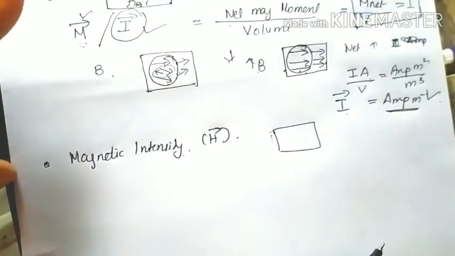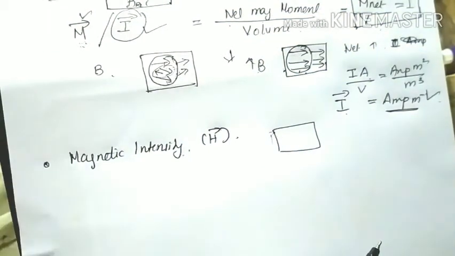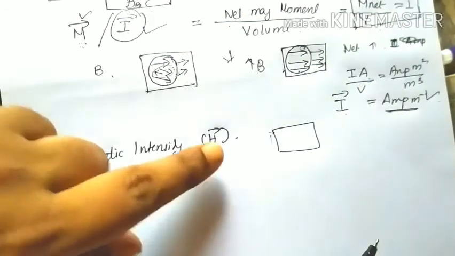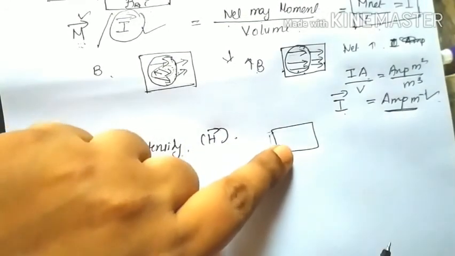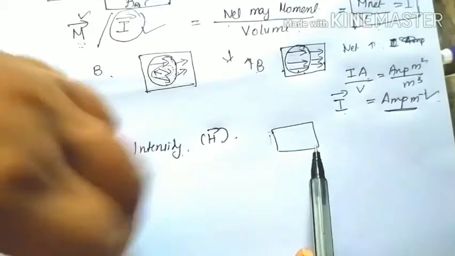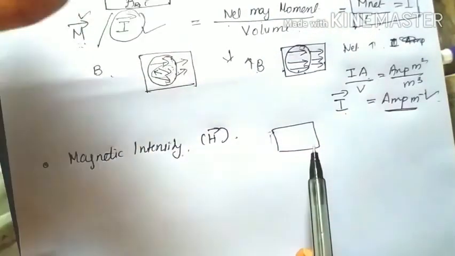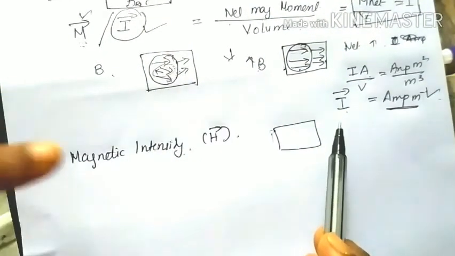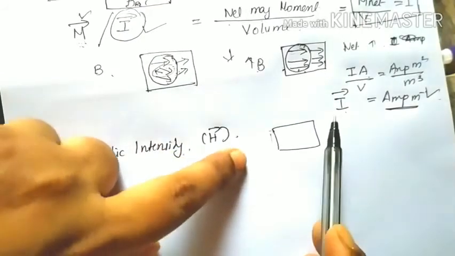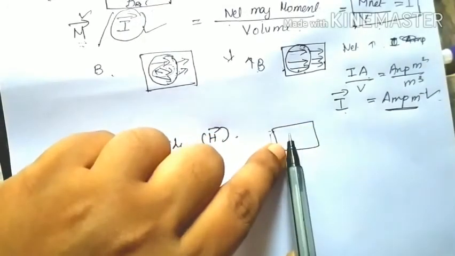Right? I hope you understood. What is magnetic intensity? Magnetic intensity is the intensity of the magnetic field which is applied to a material so that it gets magnetized with the magnetization vector I. So magnetic intensity is external, magnetization vector is internal.